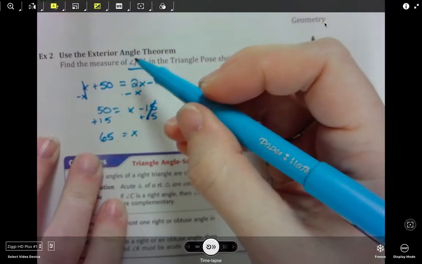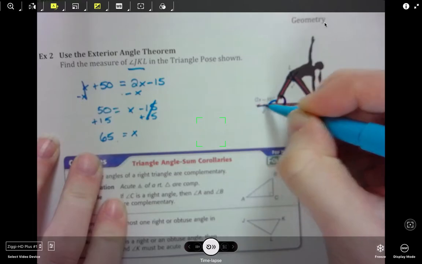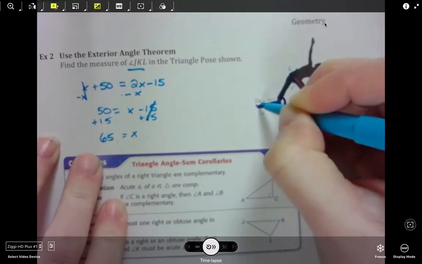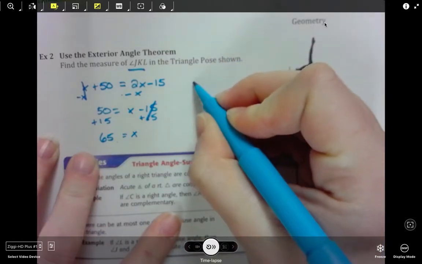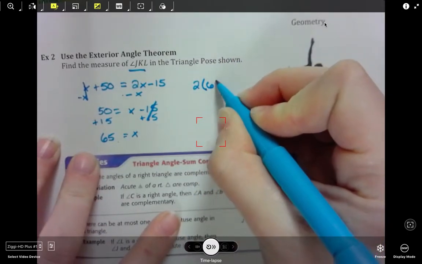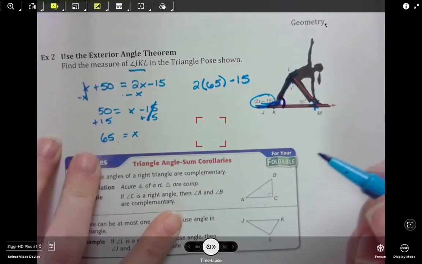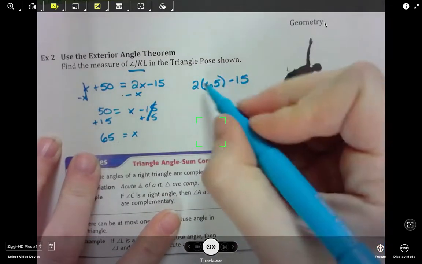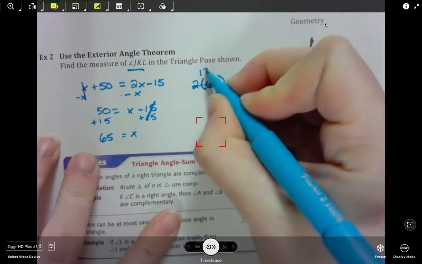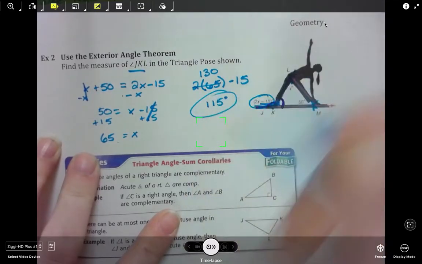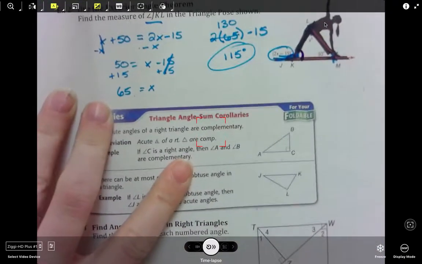They're asking for the measure of JKL. JKL is this exterior angle. They want that guy, and he is labeled by the 2x minus 15, so we're going to plug that back in. 2x minus 15, so 2 times 65 minus 15. Try to do some of this in your head if you can. 2 times 65 is 130, and 130 minus 15 is 115 degrees. There we go. That's that example.